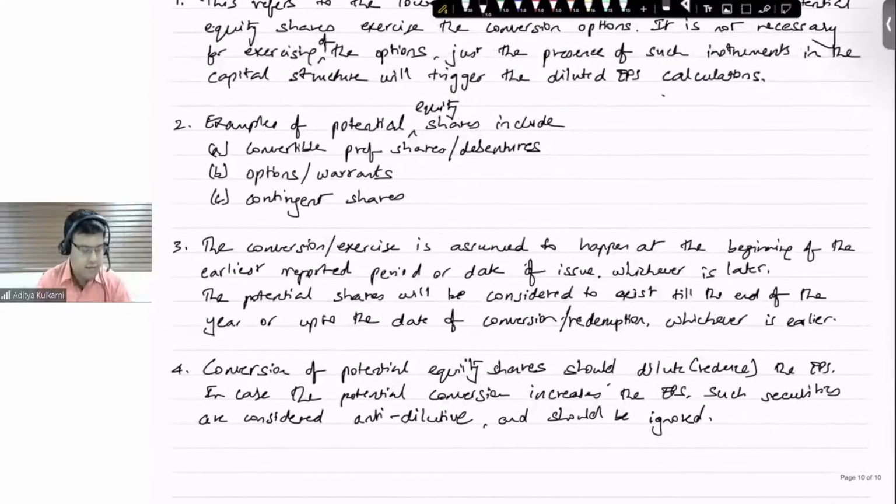We've already mentioned that we should not go into the question whether the holder of the instruments will convert or not. We are just concerned with the impact on conversion. So you have to assume that the conversion will take place. Do not think it is not beneficial, he will not convert, so therefore we will not consider these instruments. All that is not our area of questioning as far as Ind AS 33 is concerned. It is not necessary for exercising of the options. Just the presence of such instruments in the capital structure will trigger the diluted EPS calculations.